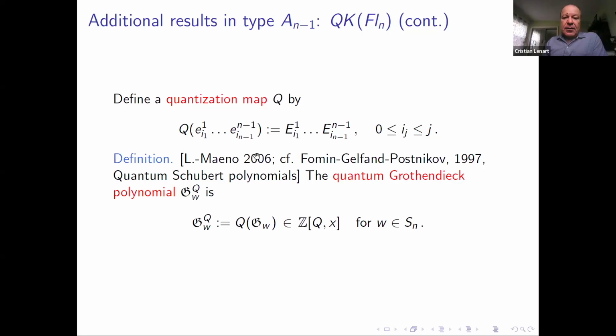So we define this quantization map, following the recipe of Fomin, Gelfand, and Postnikov, which led to the definition of quantum Schubert polynomials. With Maeno we define these quantum Grothendieck polynomials by simply taking the usual Grothendieck polynomials of Lascoux and Schützenberger and taking their image under the quantization map. So these are polynomials in Q and variables X for any permutation w in S_n. Remember that the usual Grothendieck polynomials are representatives for the Schubert classes in ordinary K-theory of the type A flag manifold.